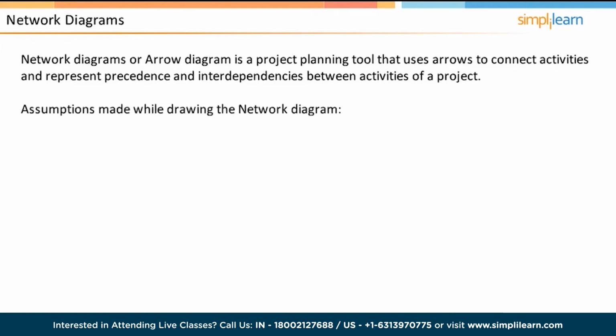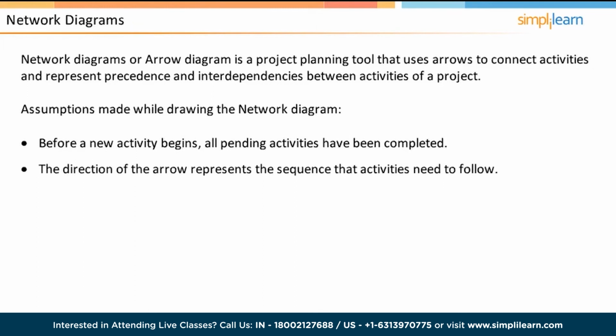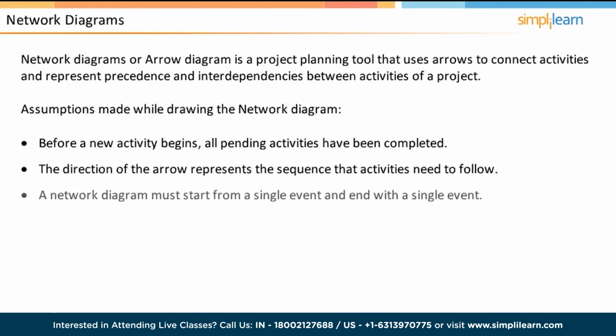There are some assumptions that need to be made while forming the network diagram. The first assumption is that before a new activity begins, all pending activities have been completed. The second assumption is that all arrows indicate logical precedence. This means that the direction of the arrow represents the sequence that activities need to follow. The last assumption is that a network diagram must start from a single event and end with a single event. There cannot be multiple start and end points to the network diagram.